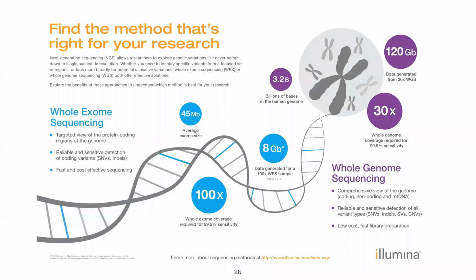Whole exome sequencing is a targeted view of the protein coding regions of the genome. It offers reliable and sensitive detection of coding variants. It's fast and cost effective. However, whole genome sequencing provides a comprehensive view of the genome, and it includes the coding, non-coding, and mitochondrial DNA regions. It's reliable and sensitive as well, but includes the detection of all of the variant types, so those would be SNVs, indels, SVs, and CNVs. It's low cost and fast as well for library preparation.